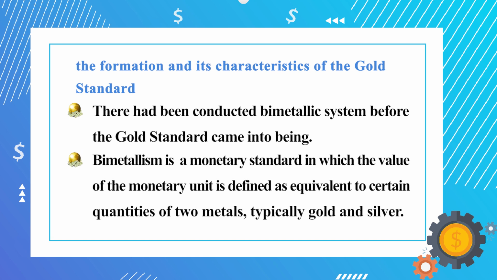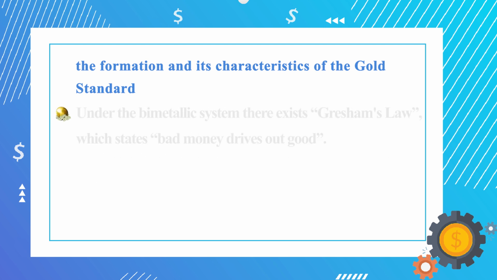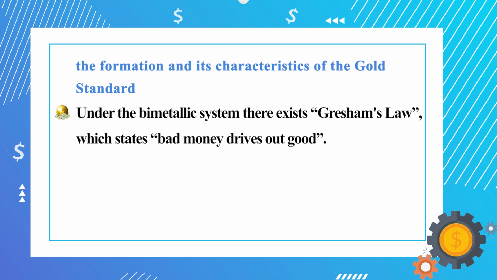Bimetallism is the economic term for a monetary standard in which the value of the monetary unit is defined as equivalent to certain quantities of two metals, typically gold and silver, creating a fixed rate of exchange between them. Under the bimetallic system, there exists Gresham's law, which states bad money drives out good.